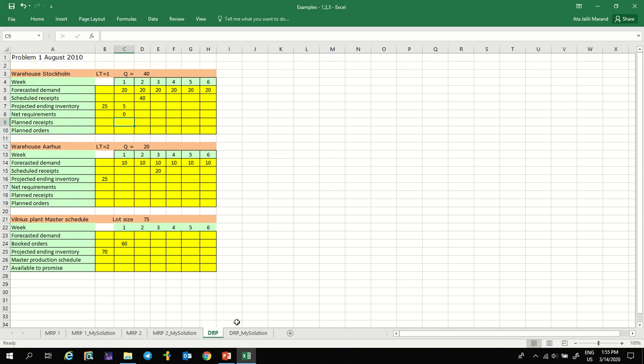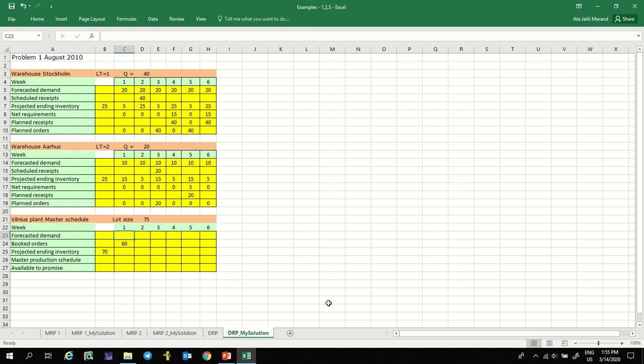And if we do the calculations and take into account this 1 week lead time and the order quantities of size 40, then we will get these two tables. Of course, it is 20 for the warehouse in Aarhus, and the lead time is 2 in Aarhus. Anyway, we'll get these two tables, and we need to see how these tables can be used in the plant, in the manufacturer, to do the master production scheduling.